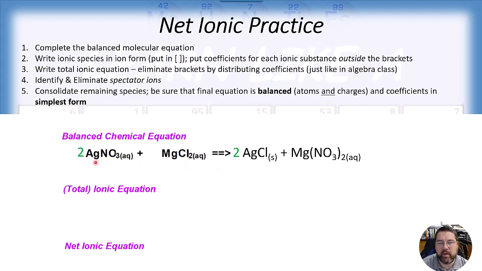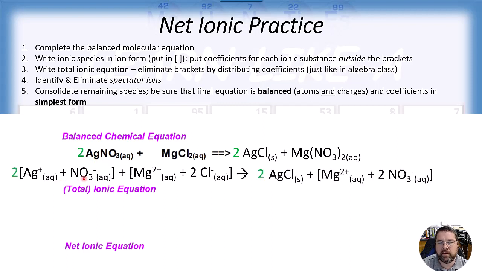Now that we have the balanced molecular equation, we can begin to break down those ionic species. And so silver nitrate is soluble. So we're going to put a 2 on the outside of the brackets. And then inside the brackets, 1 silver nitrate is going to give us 1 silver ion and 1 nitrate ion. Magnesium chloride, likewise, is going to dissociate into magnesium 2+ ions and 2 chloride ions, right? Product side did the same thing.